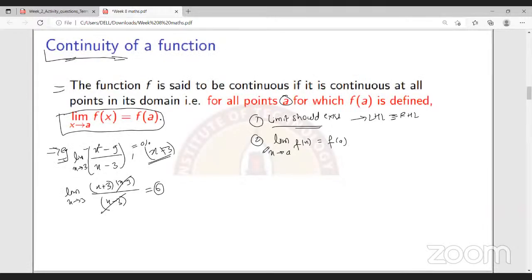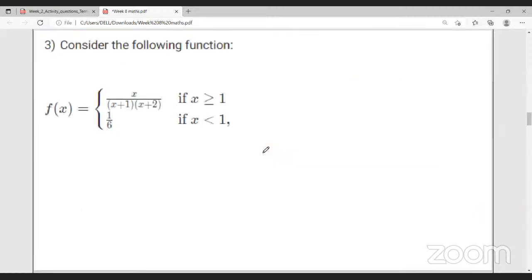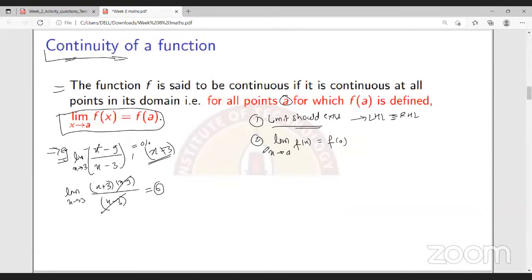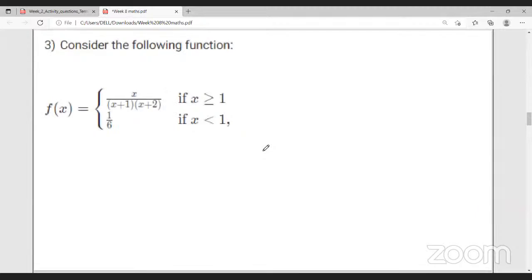Sir, can you explain the activity 8.1 first question? Yes, okay, I will discuss the question first. I have taken a few questions from the activity only, and I will discuss those questions. So this question is from the activity. Tell me how to solve this particular question.